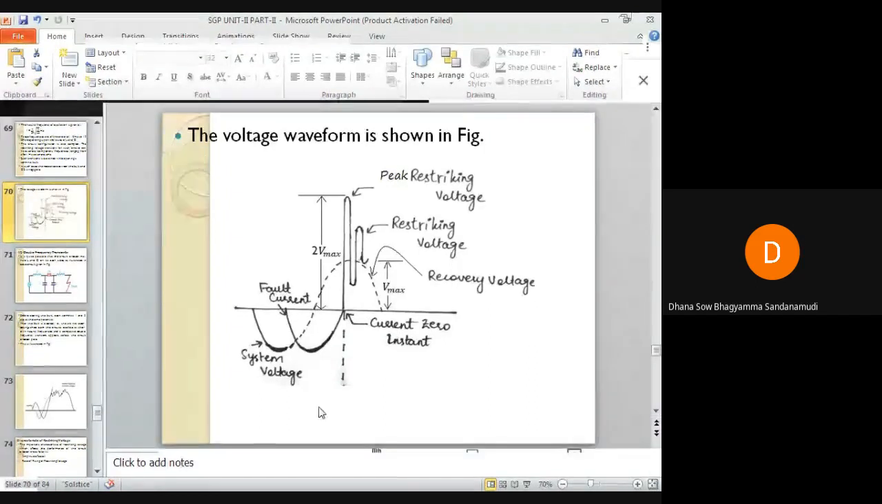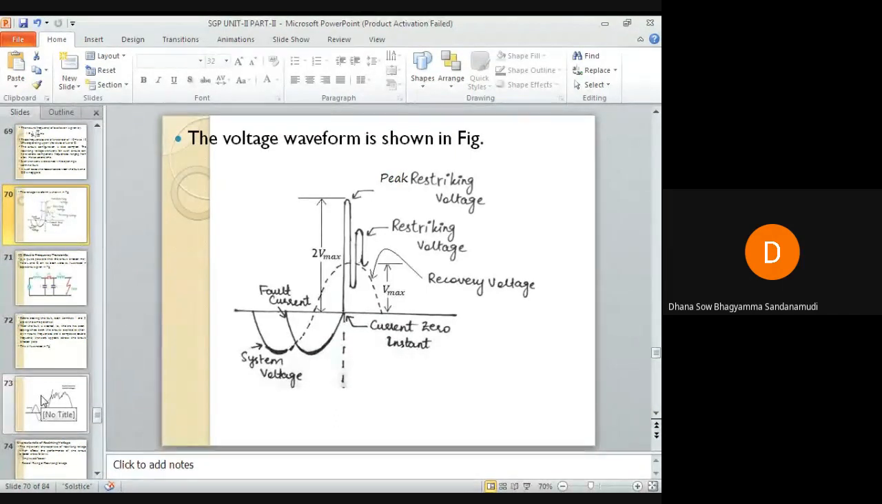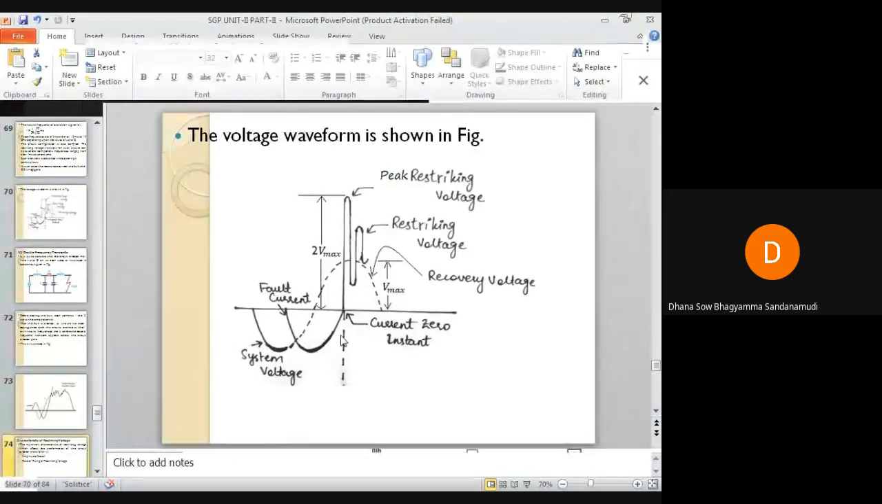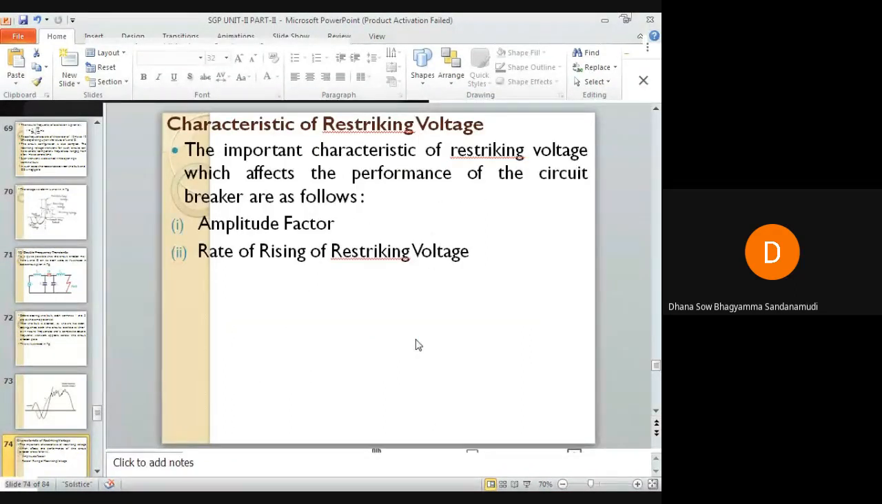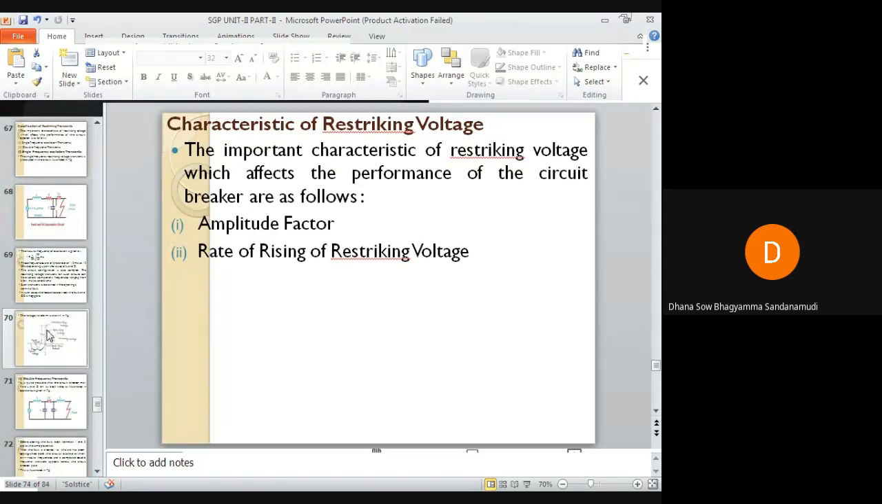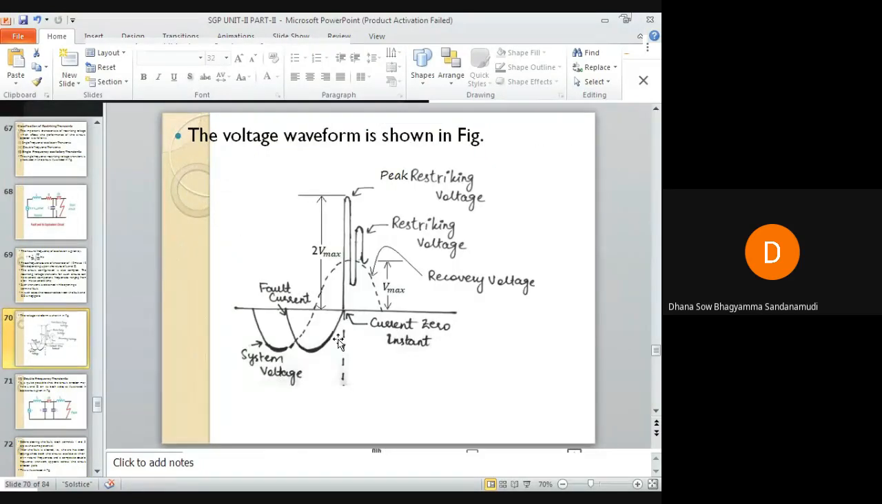It is expressed in kilovolt per microsecond. Rate of rise of restriking voltage will always be proportional to the natural frequency. For a restriking voltage having a single frequency transient component, the rate of rise of restriking voltage is obtained by dividing the maximum amplitude of the oscillation by the duration of the first half wave.